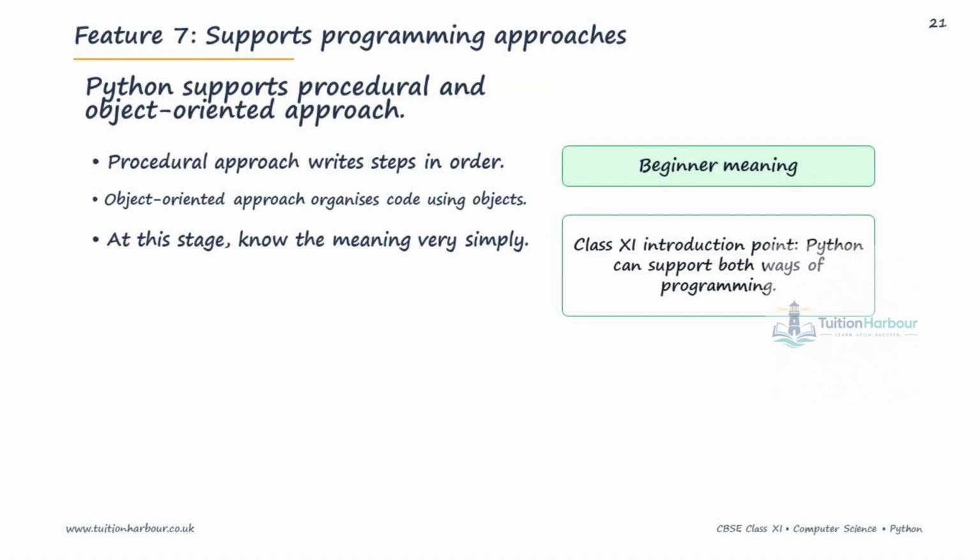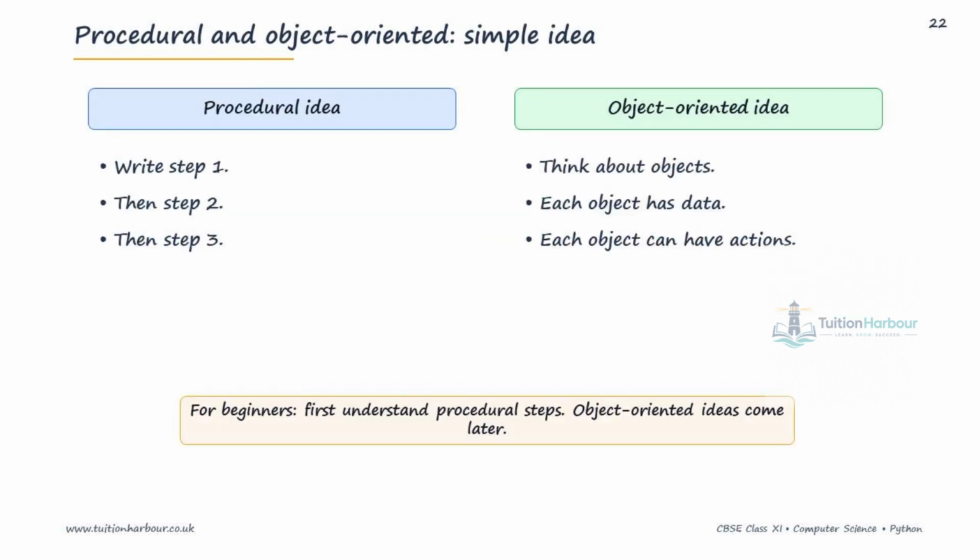Python supports procedural and object-oriented programming approaches. Procedural programming follows steps, while object-oriented programming organizes code using objects. In the procedural approach, instructions are written step by step. In the object-oriented approach, we think about objects, their data, and their actions.